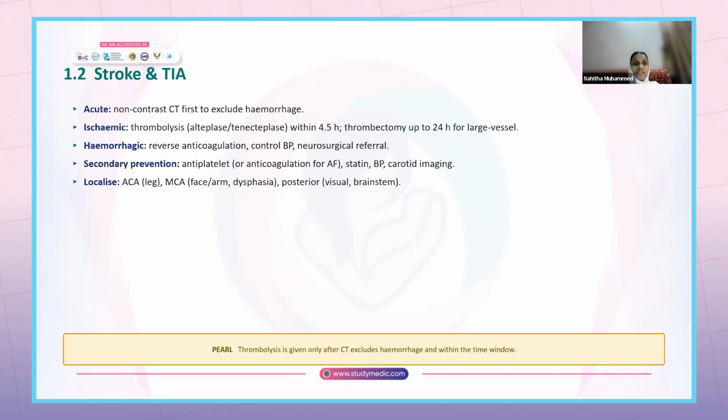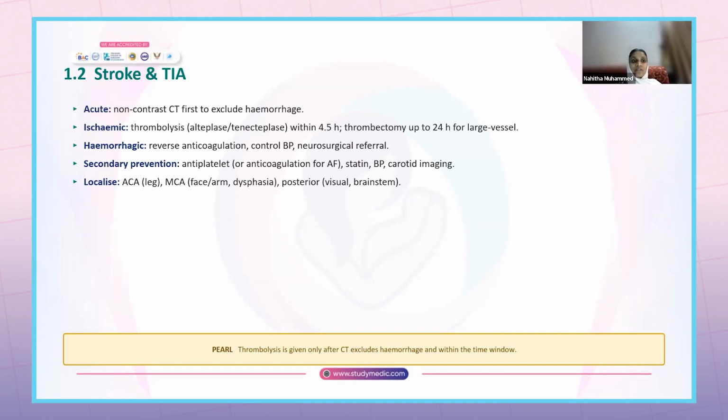So stroke. The basic thing we have to understand is that we need non-contrast CT first to exclude hemorrhage. If they are asking what to do when a patient comes with a scenario of CVA, the first investigation is non-contrast CT. First we have to rule out whether there is bleeding. After that only we can consider thrombolytic therapy. So first we do non-contrast CT, not MRI.